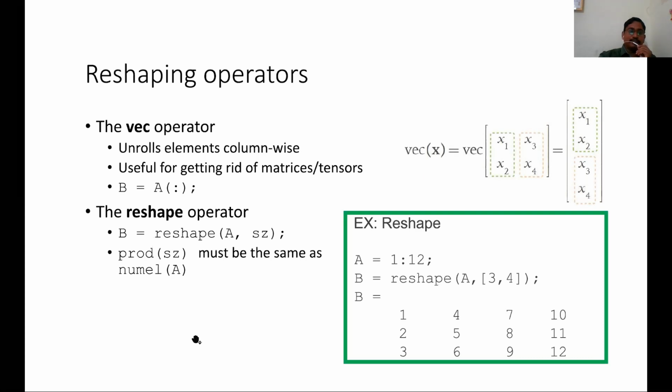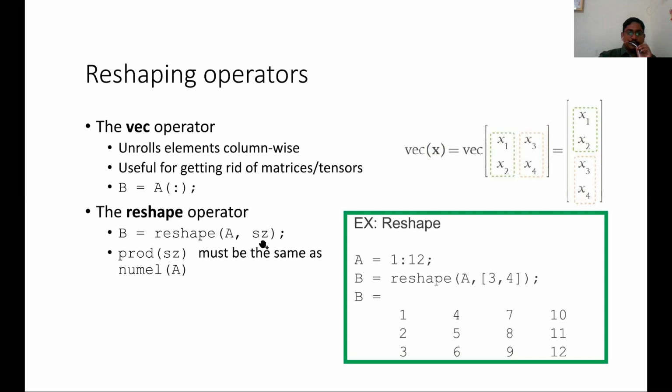It will come easily. So these are the reshaping operators in MATLAB. Two operators are there. One is vec. The vec operator is used to convert a matrix into column form, and the reshape operator is used to convert an array into matrix form. But keep in mind about this size.